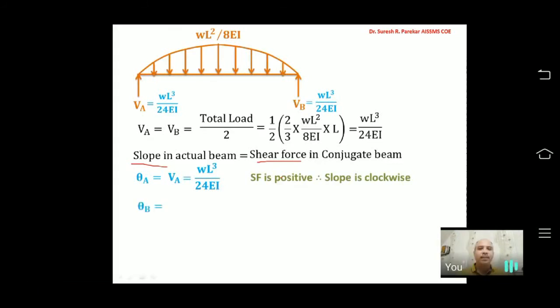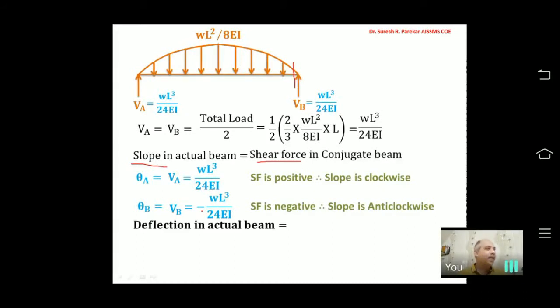Then we can go to theta B. Theta B we have VB. Now again minus, because we are going to consider the section just left of B, and we are considering the portion right of B, and that is VB. But we have upward section on the right part. So minus. So we have shear force negative, therefore slope is anti-clockwise.